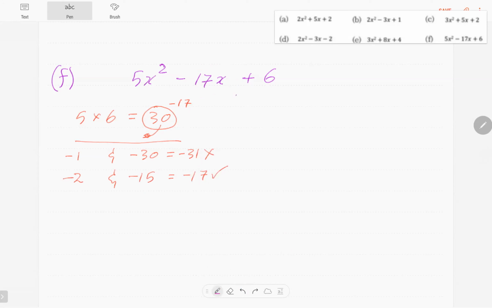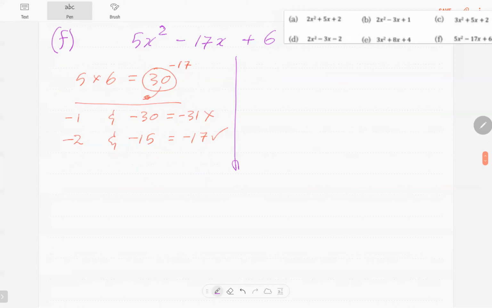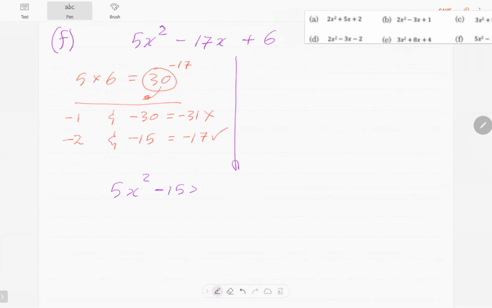And so this then becomes 5x squared. We can put minus 15x first, and then minus 2x plus 6. So this in here must give back the negative 17x, which it does. Always check that the middle term gives you back what you had before.